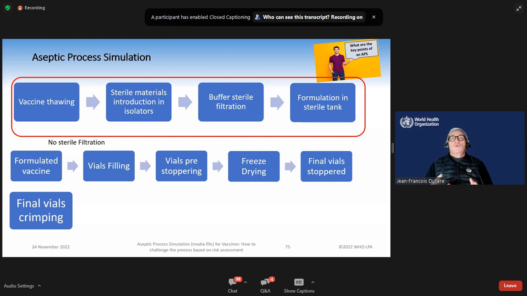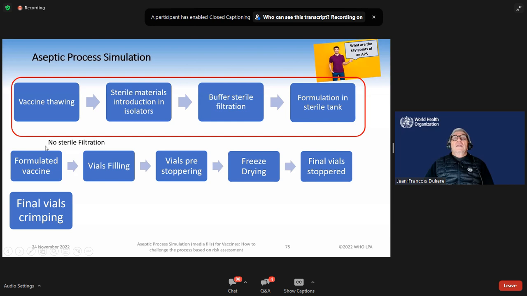Then we can go to the aseptic process simulation. So we have the vaccine, which is frozen. We have the vaccine thawing. We have to introduce sterile materials into an isolator, a small isolator. We have prepared the sterile buffer, and we will make a sterile filtration. And this will go into a formulation in a sterile tank. Then we have the formulated vaccine.